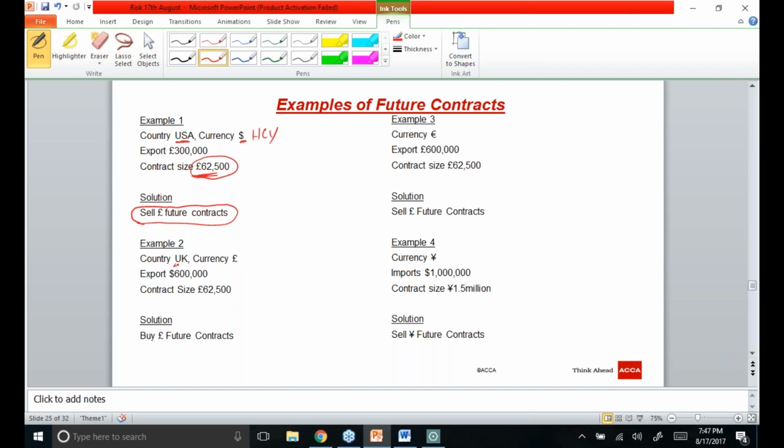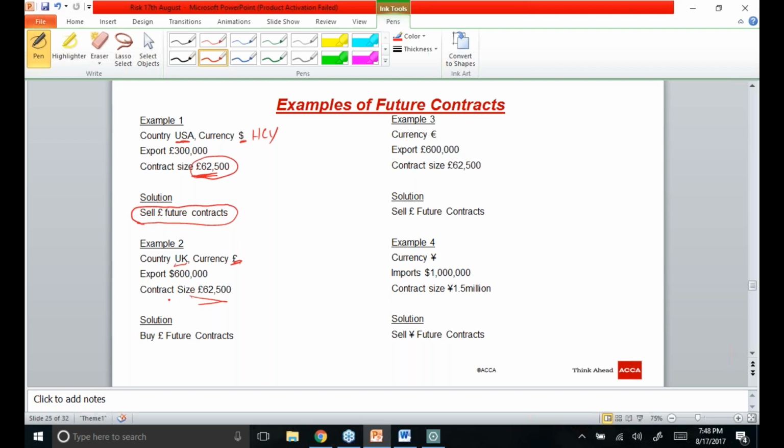If you are in UK, your home currency will be pound and you are receiving $600,000. When you receive $600,000, that means you are going to sell the dollars, and you will receive pound. But unfortunately, the contract is not in dollars, the contract is in pound. So you have to think in pound. Although you are selling dollars, you can't book a contract in dollars, you have to book a contract in pound. It's a very simple concept.